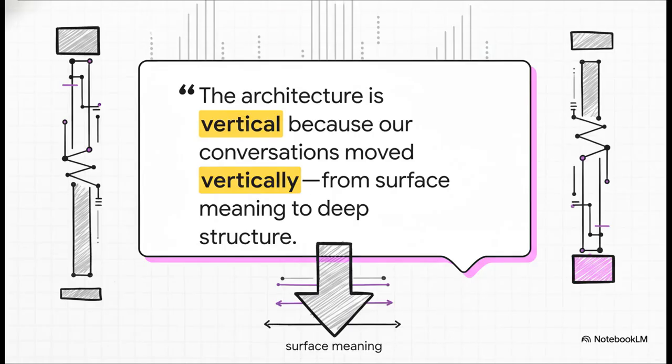And you might be wondering, why a vertical architecture? The source material puts it perfectly. The architecture is vertical because our conversations moved vertically, from surface meaning to deep structure. I just love that. True cognitive collaboration isn't about going wide. It's all about going deep. It's about digging beneath the surface to find the fundamental architecture of an idea.